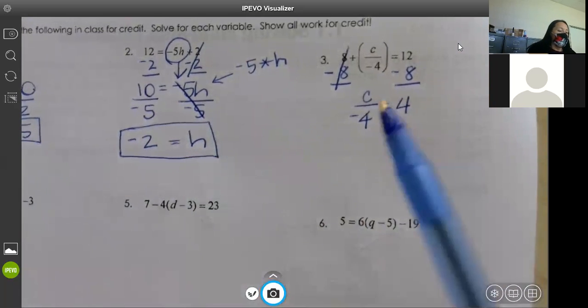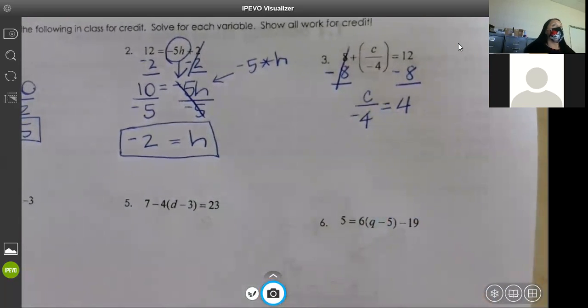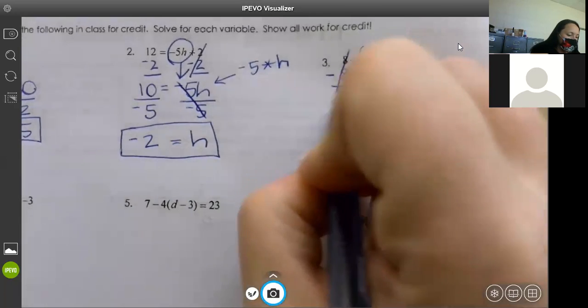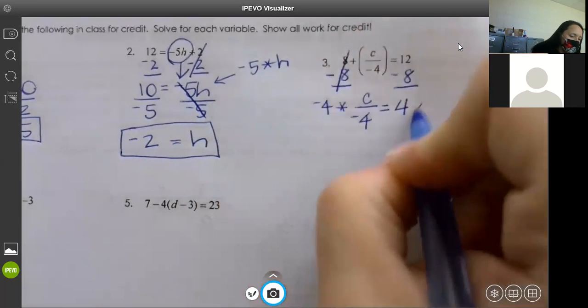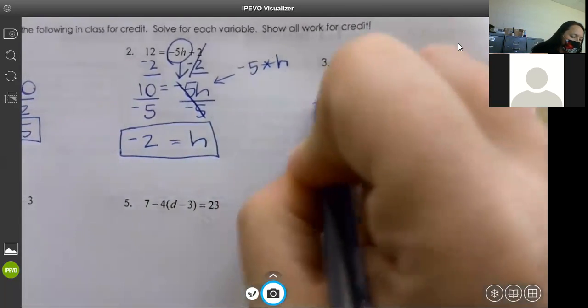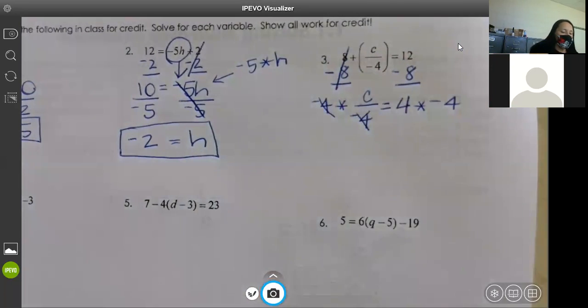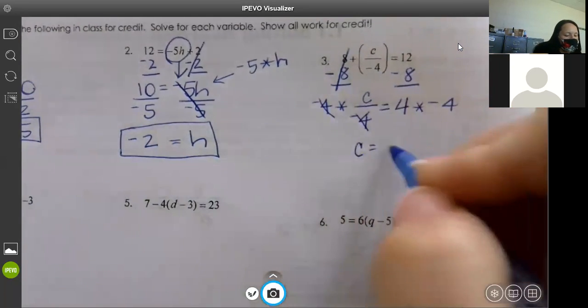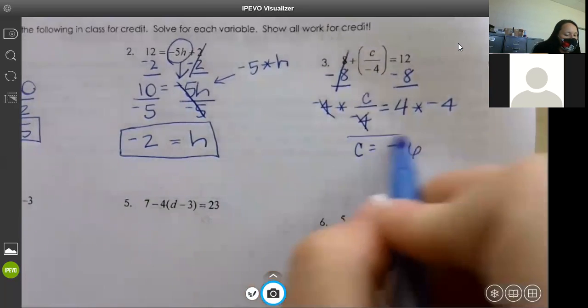All right. I have C divided by -4 equals 4. I need to get rid of that -4. So how do I get rid of a divide? Multiply. What I do to one side, I do to the other. Again, if you need to use your calculator, 4 times -4 is -16.